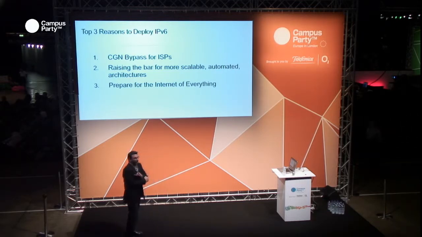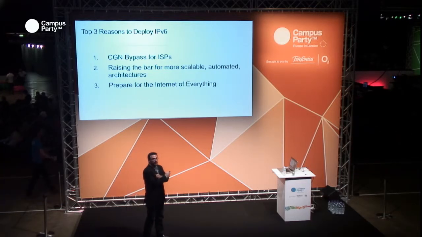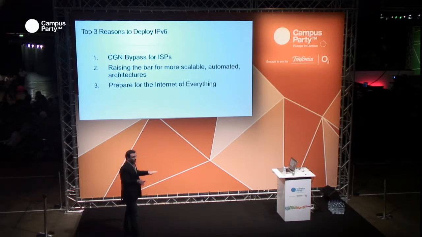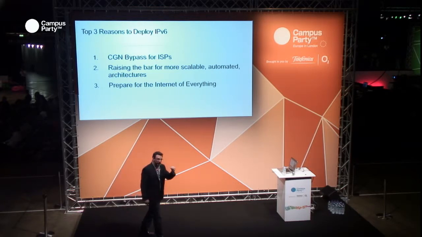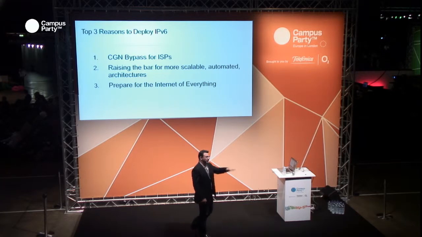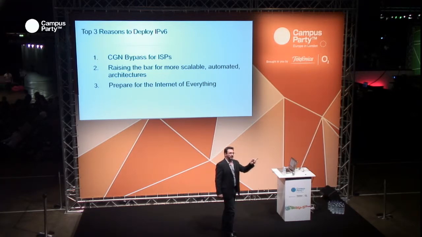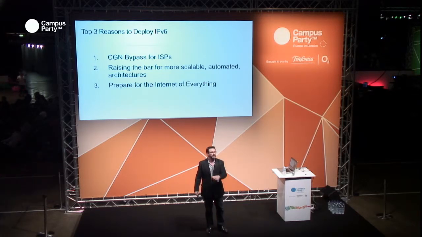So to sum up, CGN bypass for ISPs, raising the architect, that was the first thing I did. This was the business case stuff. It's one of the main reasons a residential ISP will deploy IPv6 today. HomeNet's raising the bar for networking because it's motivated by the fact that we've got V6 in there now. And this is happening in other areas of the network as well. And the third reason is to prepare. If you have a visionary, just look at the numbers, to prepare for the Internet of Everything, because the Internet of Things is V6 only, and we don't want it to be separate from the Internet of Humans.